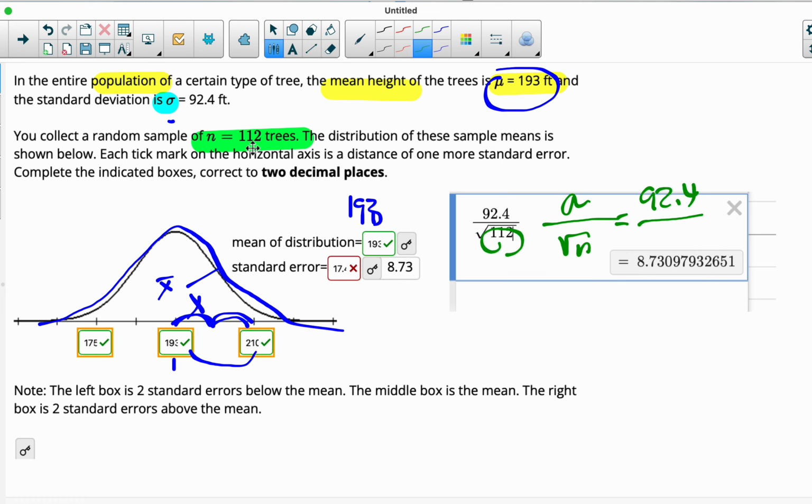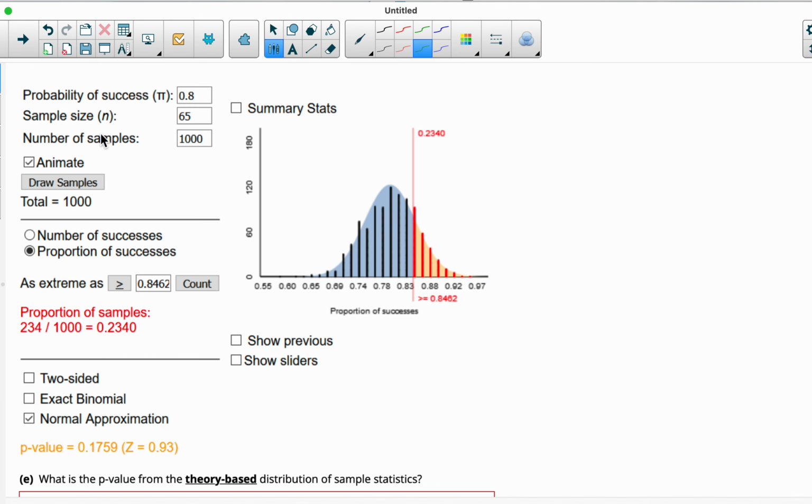My n is my sample size, 112. When I divide that, I get a standard error of 8.73. So you must have done that correct here to get these correct responses. All right. This is a quick fix too.